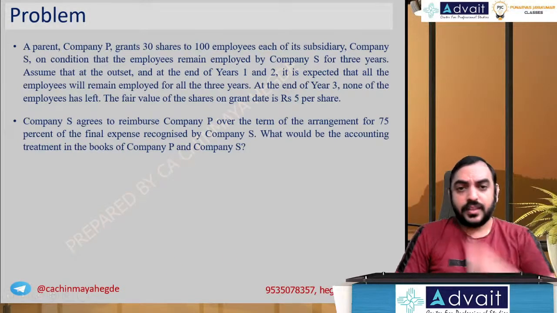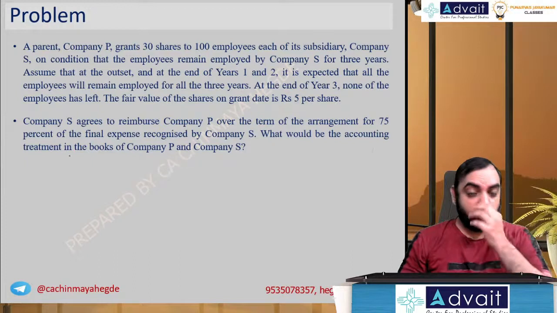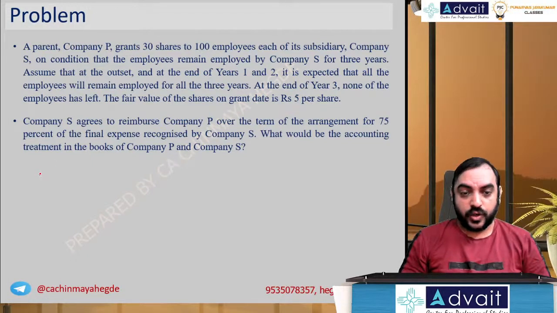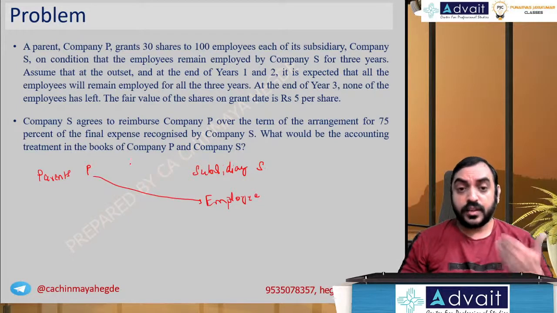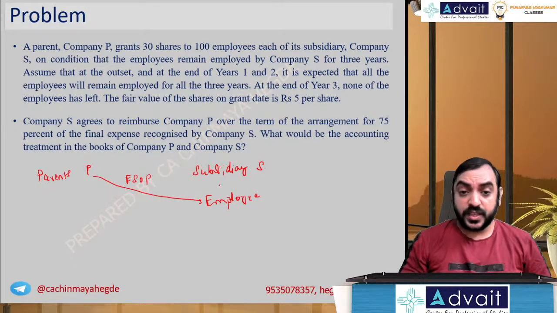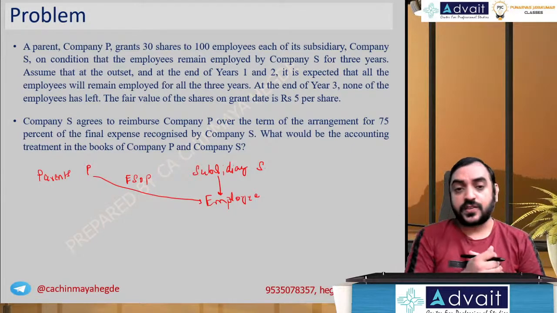A parent company P grants 30 shares to 100 employees of its subsidiary company S. Parent company, holding company, P grants to the subsidiary company's employees. We have a subsidiary S and their employees. The parent company is giving the grants, ESOP, to employees of the subsidiary company on a condition that the employees shall remain employed by the company for 3 years.